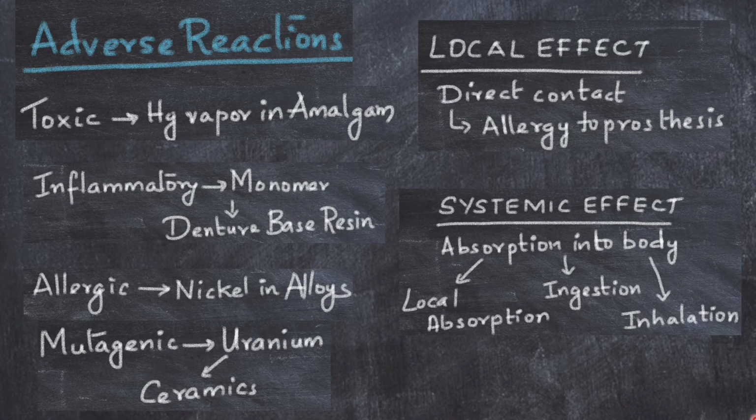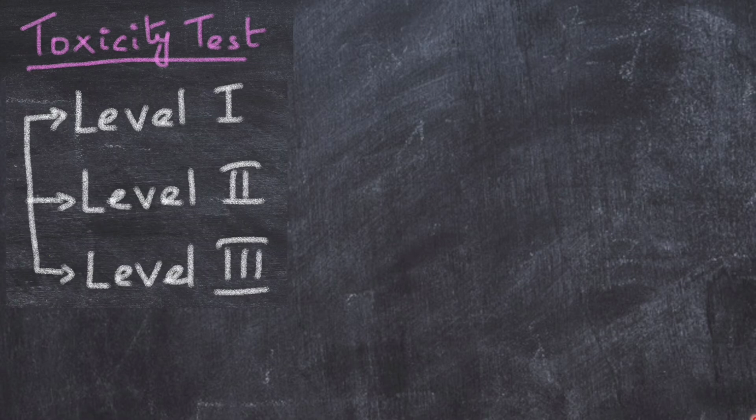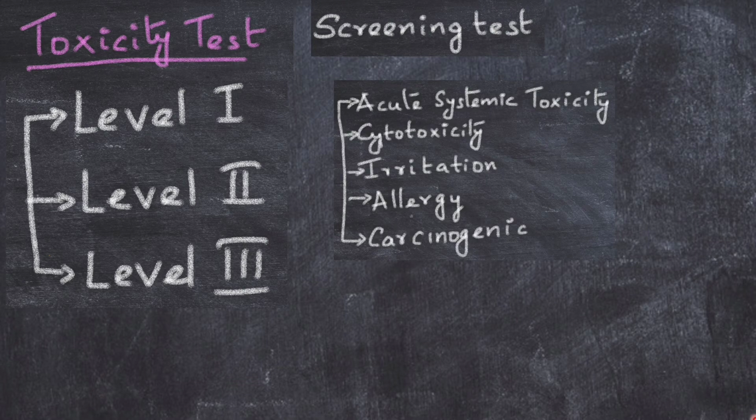Now let's talk about the various toxicity tests. How do you find out if this material is compatible or not? If it is producing any adverse effects or not? It's similar to all the preclinical trials that you do for other drugs. So there are 3 levels of test. The first level, or level 1 tests, are actually screening tests. This is going to check for acute systemic toxicity, cytotoxicity, irritation, allergy, and any carcinogenic properties.